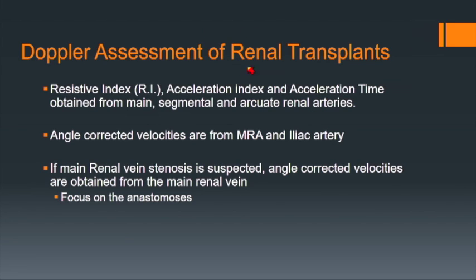So, Doppler assessment of renal transplants. The resistive index, or RI, is the main parameter for peripheral resistance. We use the acceleration index and the acceleration time obtained from the main, segmental, and arcuate renal arteries. We obtain angle-corrected velocities from the main renal artery and iliac artery, and if main renal vein stenosis is suspected, we obtain angle-corrected velocities from the main renal vein. And most but not all of the problems related to vascular obstruction occur at the anastomotic site. So that's where you want to focus your attention.